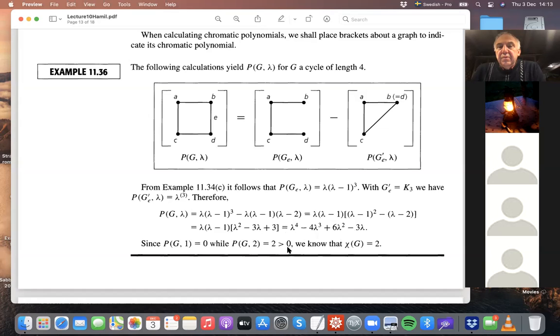Now, if lambda equals 2, if the number of colors is 2, this graph is 2-colorable. It's a bipartite graph, and there are two ways to do this. We either color white, black, white, black, or black, white, black, white. So there are exactly two colorings. And if we substitute lambda equals 2 here, we get 16 minus 32 plus 24 minus 6, so we get 2, in fact.